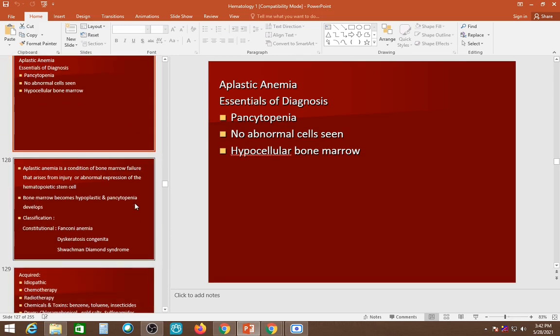Let me see. Okay. So what is aplastic anemia? What is the essential of diagnosis? Number one, it is characterized by pancytopenia. There should be pancytopenia. Then no abnormal cells seen. Why do we say this? Because if you have leukemia, you can get blast cells. But here in the peripheral blood smear, you won't get any abnormal cell. Okay? And also the bone marrow is hypocellular. Like when we classified the causes, we said bone marrow and non-bone marrow cause, and under the bone marrow cause, we further classified into hypocellular and cellular bone marrow.